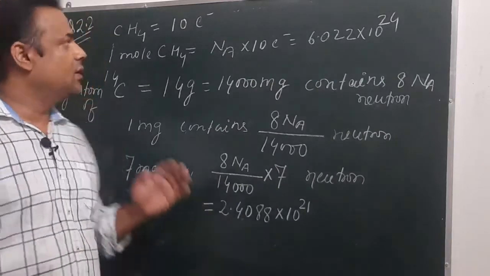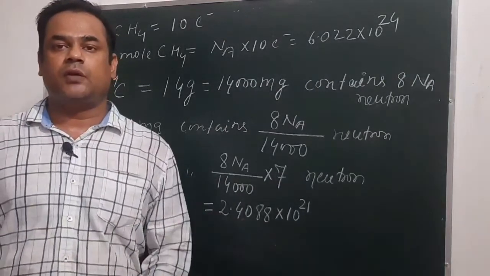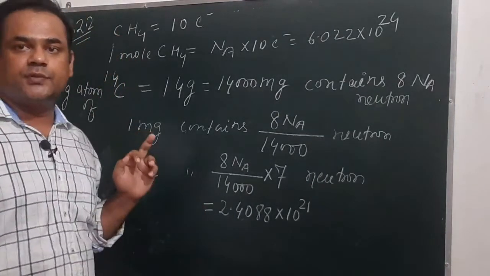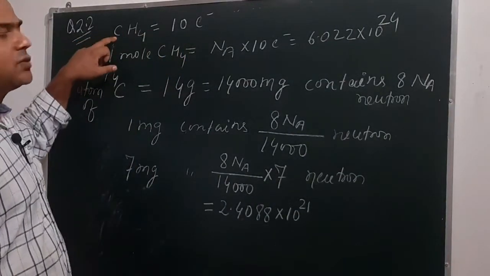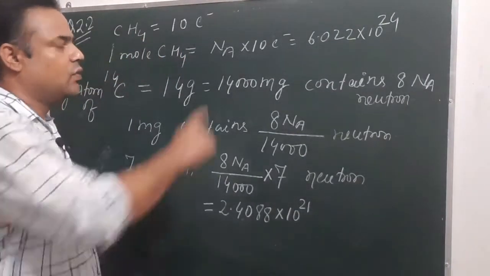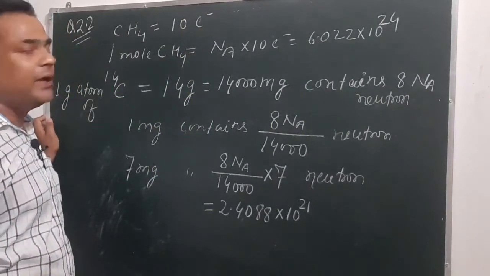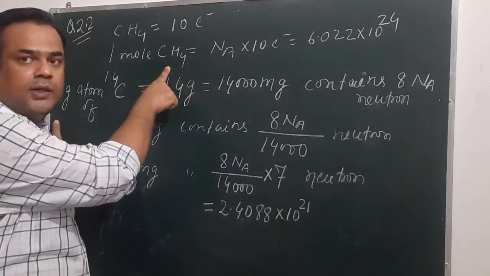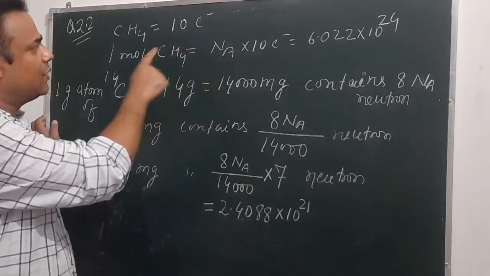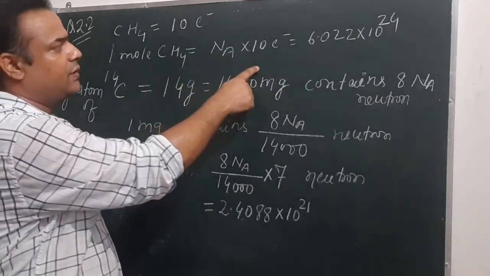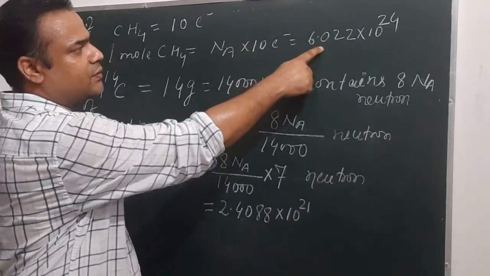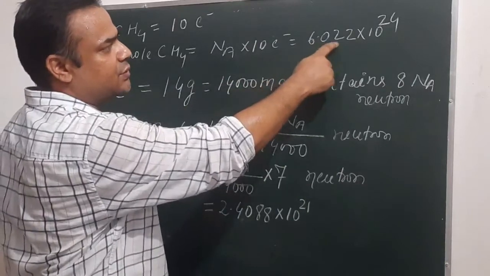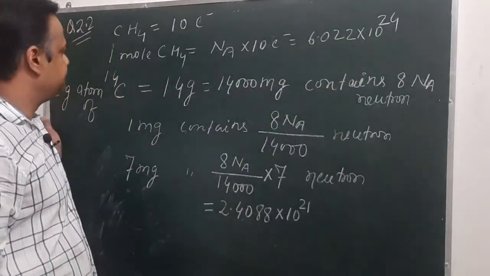So the next question is question number 2.2. In this question we have to calculate how many electrons are present in 1 mole CH4. If we see one molecule of CH4, it contains 10 electrons, 6 electrons of carbon and 4 electrons of hydrogen. So the total number of electrons is 10. Now we have to calculate the total number of electrons in 1 mole CH4. We know that 1 mole equals Avogadro number Na, and one molecule contains 10 electrons. So the total number of electrons will be 10 Na. The value of Na is 6.022 × 10^23. When we multiply by 10, this becomes 6.022 × 10^24.